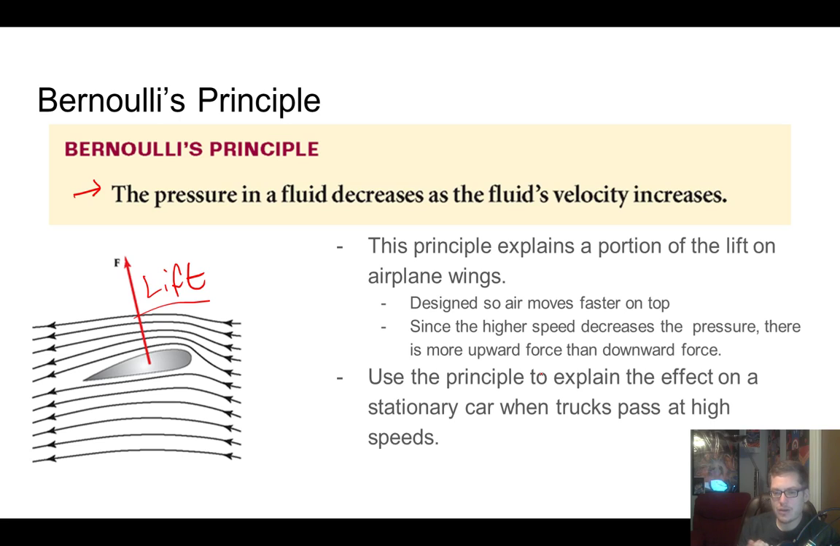Or another, more scary example is if you've ever been riding your bike on a very busy road and cars are passing you at like 40-45 miles an hour. Every time a car passes you, you can definitely feel your bike kind of turn towards that car, and that's Bernoulli's principle trying to get you killed.